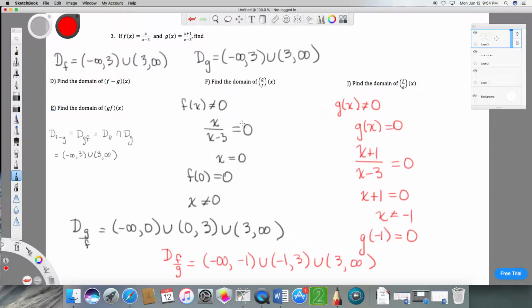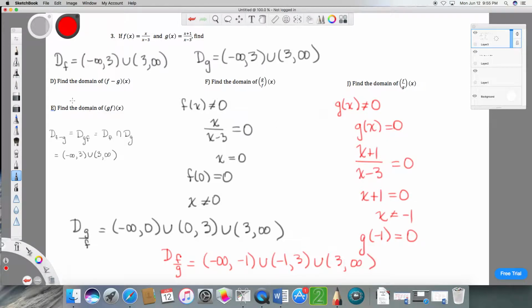All right, so for these 4, there's our 4 answers. For D and E, it was all real numbers excluding positive 3. For F, it was all real numbers excluding 0 and positive 3. And for this J, it was all real numbers excluding negative 1 and positive 3. All right, so I hope that helped.